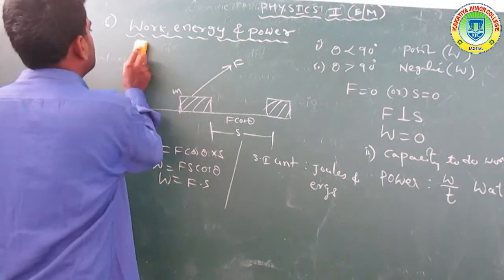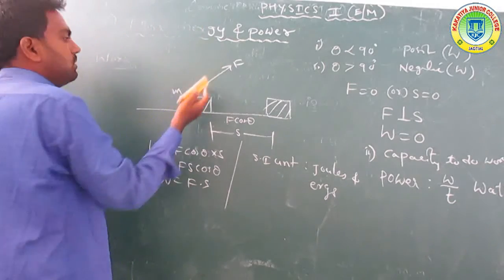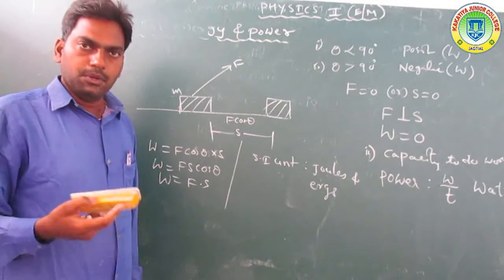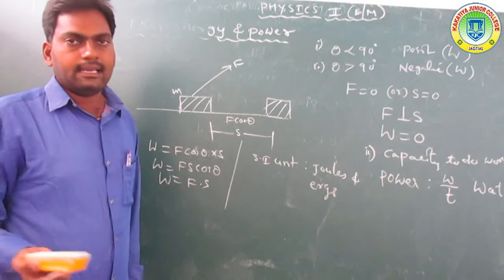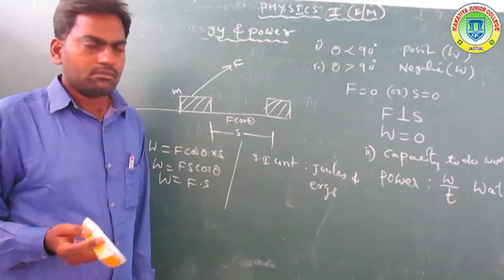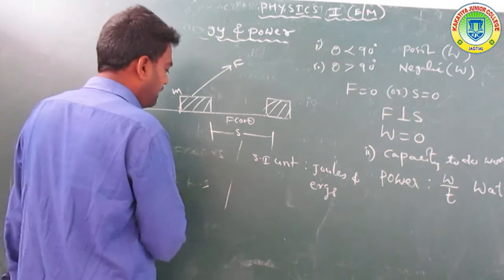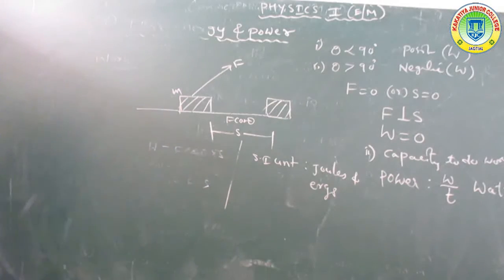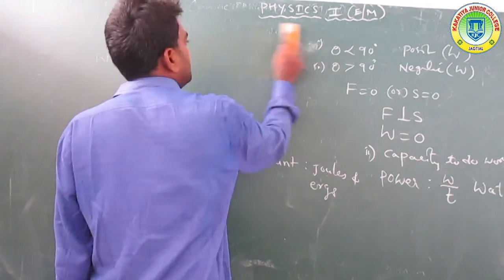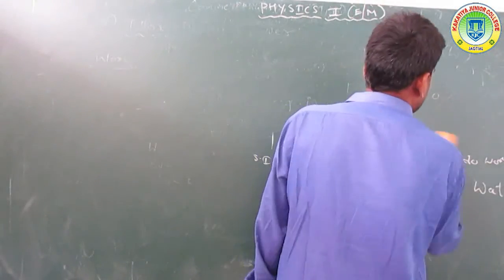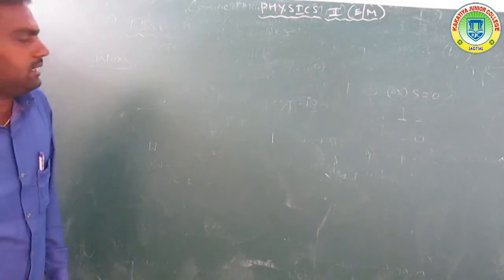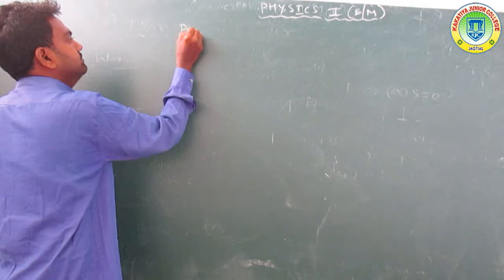Now let us discuss another topic, energy. Energy exists as chemical energy, nuclear energy, electric energy, and mechanical energy in nature. Now we discuss mechanical energy. Mechanical energy consists of potential energy and kinetic energy. First of all, we discuss potential energy.